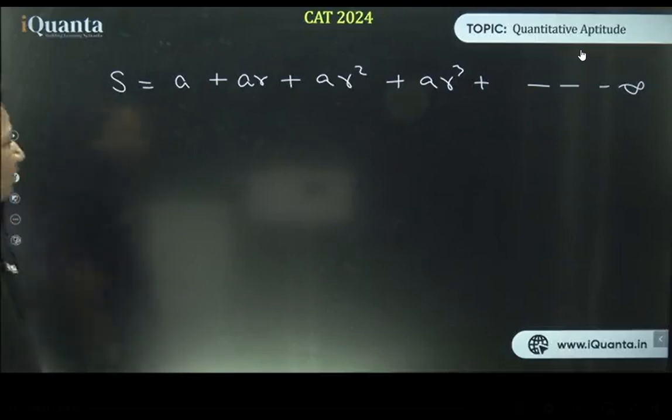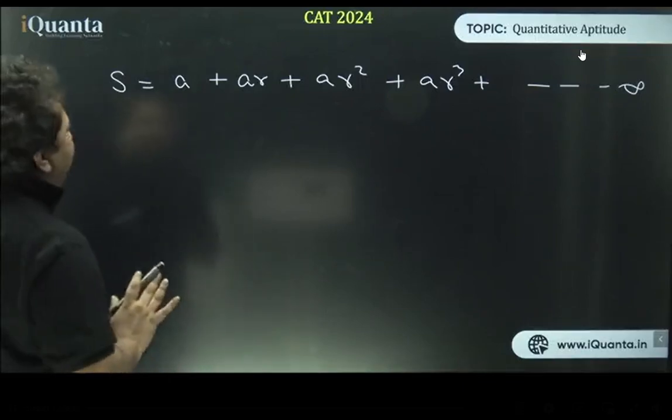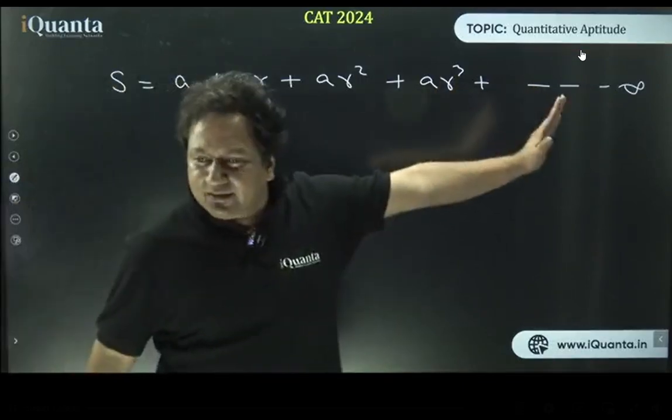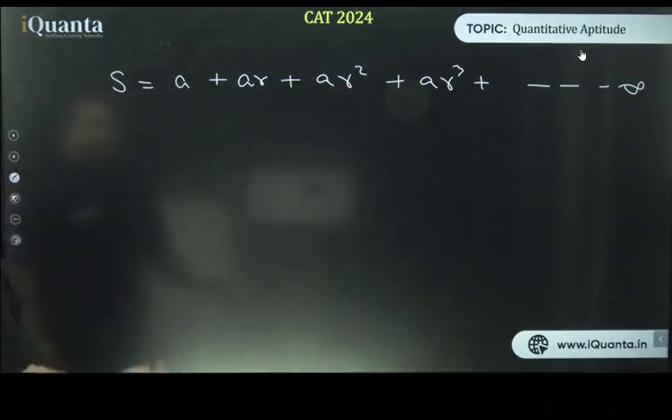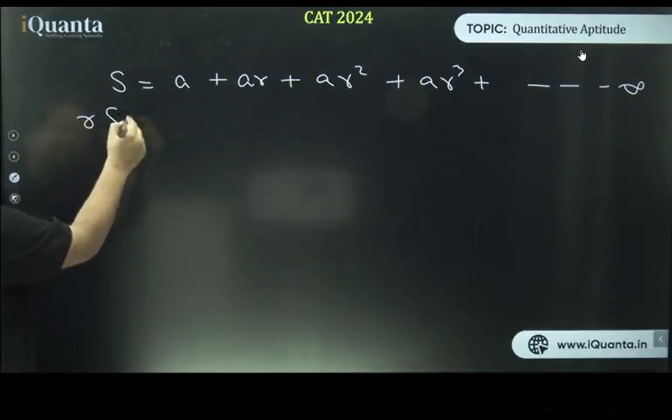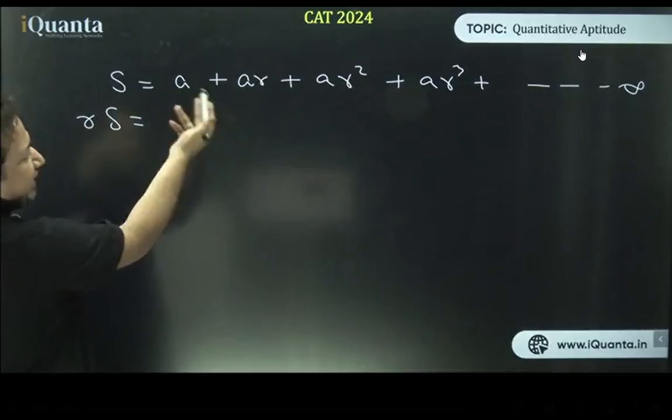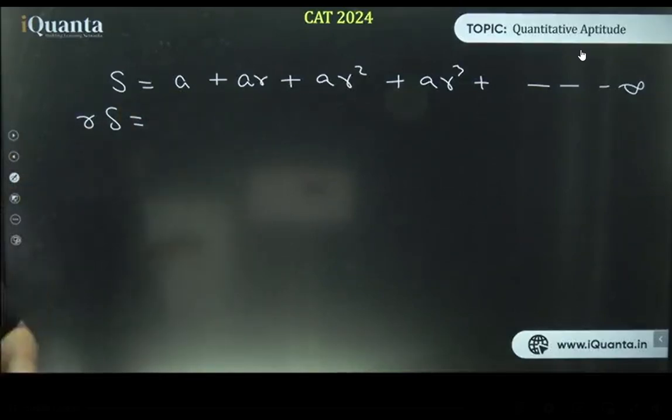ठीक है? Now, pay attention. This is infinite, isn't it? ये कहाँ शुरू A से है, खत्म कहाँ हो रहा है? We are not sure, isn't it? What if I multiply both sides by R? I'll get RS is equal to... Now this A becomes AR. Yes or no? Is that right?